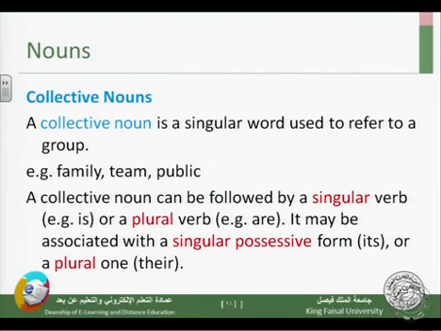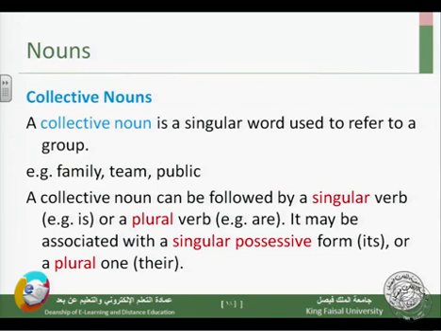Collective nouns. A collective noun is a singular word used to refer to a group. So it is a noun in the singular, but it can refer to a group of people or things. We have some examples here like family, team, and public. Family can refer to a group. Family members are a number of people, and we use one word in the singular to refer to this group, family. Team can also refer to a group. Team refers to individual players, but we can use this one word in the singular. We don't need to make it plural to refer to the whole group. And public functions the same as well.